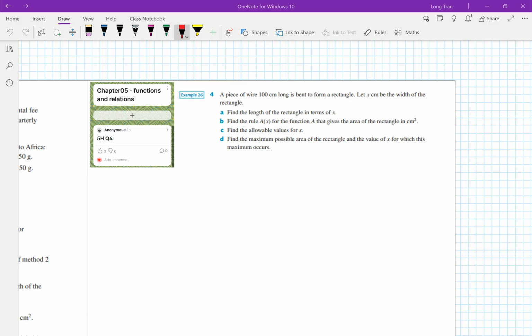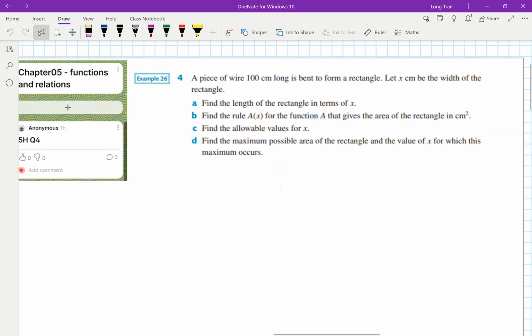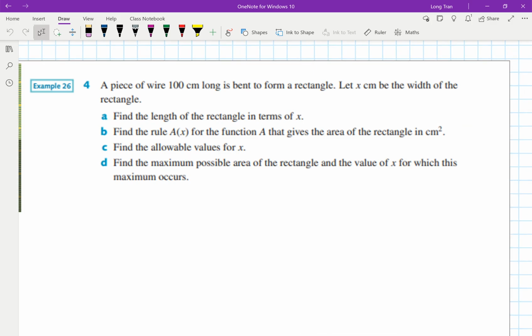Hey there, Year 11. So in this question, Chapter 5, Functions and Relations, 5H question 4, it says a piece of wire 100 centimeters long is bent to form a rectangle. Let x centimeters be the width of the rectangle.